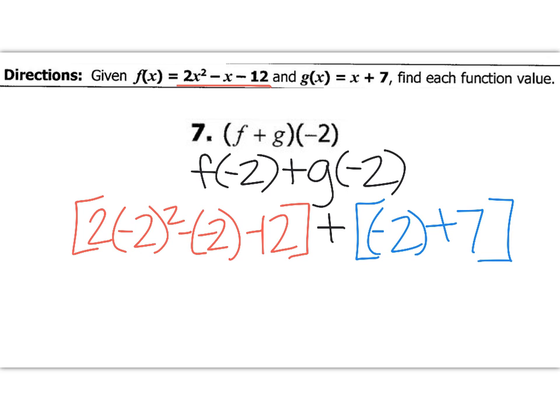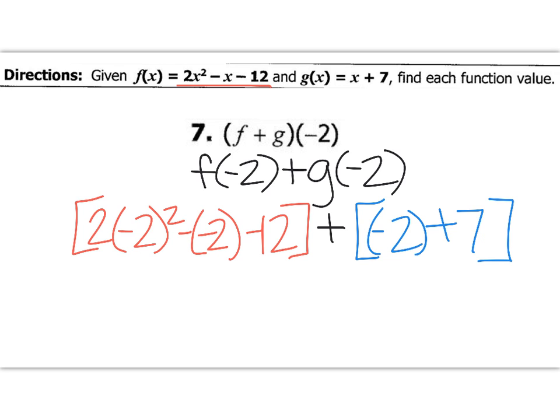All right, and just a quick note, these brackets right here are what we use in math when we know we're going to have parentheses. Instead of doing parentheses, double parentheses, we use a bracket on the outside, parentheses on the inside. It's the same thing as parentheses.